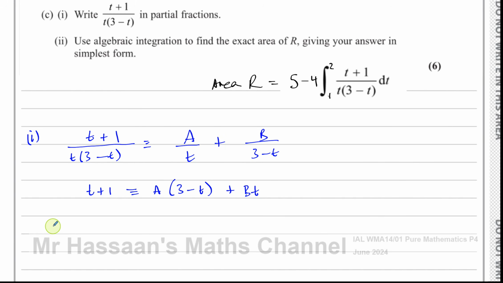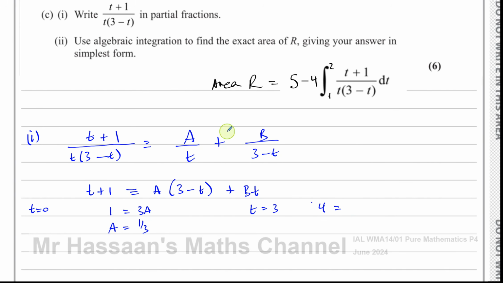Now we can find the values of a and b. We can start, for example, by replacing t with 0. That will eliminate the b term. If you have 0, you have 1 equals 3a. So that means a is equal to 1/3. And we can also say let t equals 3. When t equals 3, the a term will be eliminated, since 3 minus 3 is 0. So this will be 4 is equal to 3b.